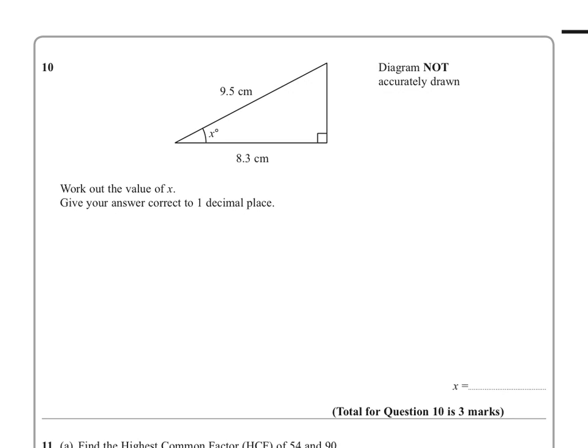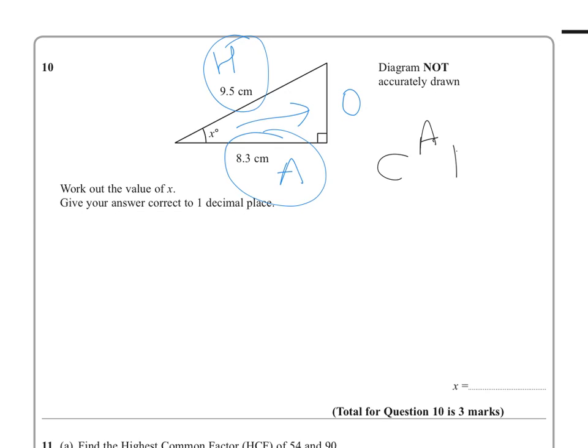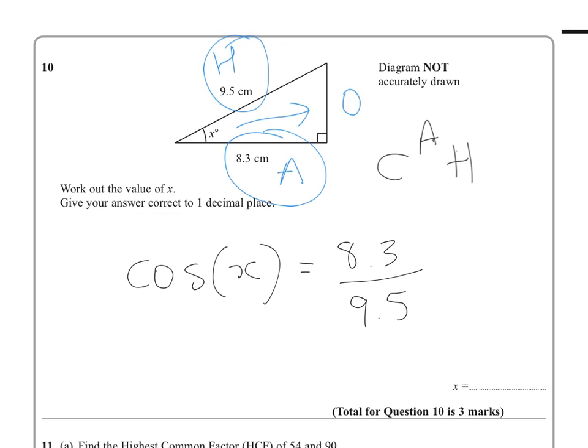Question 10. Work out the value of x. Well, first things first is to notice we've got a right-angled triangle. We want to find an angle, so we're thinking trigonometry. This side's the opposite, longest side hypotenuse, adjacent, circle what we know. We want to find out the angle. The formula that links A and H, okay, cosine theta equals adjacent over hypotenuse. We want to find our angle x, so cosine x equals the adjacent, 8.3, divided by the hypotenuse, 9.5.